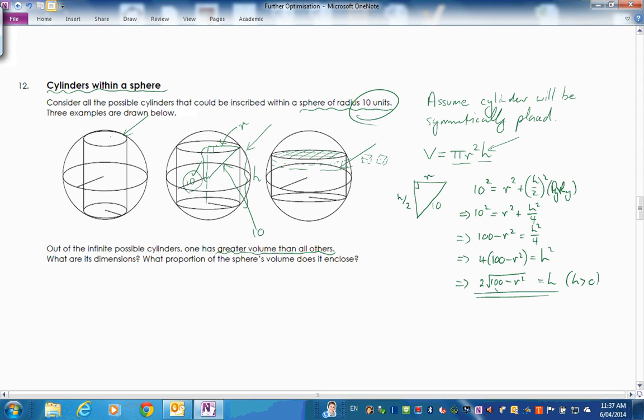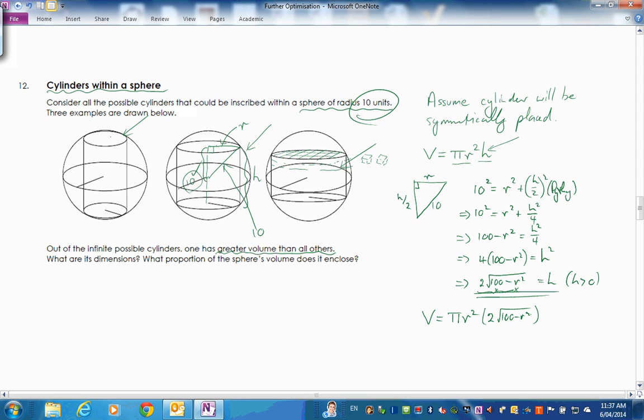Please note, you cannot find the root of these two and take them away, because a squared plus 2ab plus b squared has in fact 3 terms. So you cannot simplify this at this stage. So we're going through the hints now, aren't we? We've done all the labelling, we did our formula. Now we have to get it in terms of a single variable. So it's pi r squared times 2 root 100 take r squared.